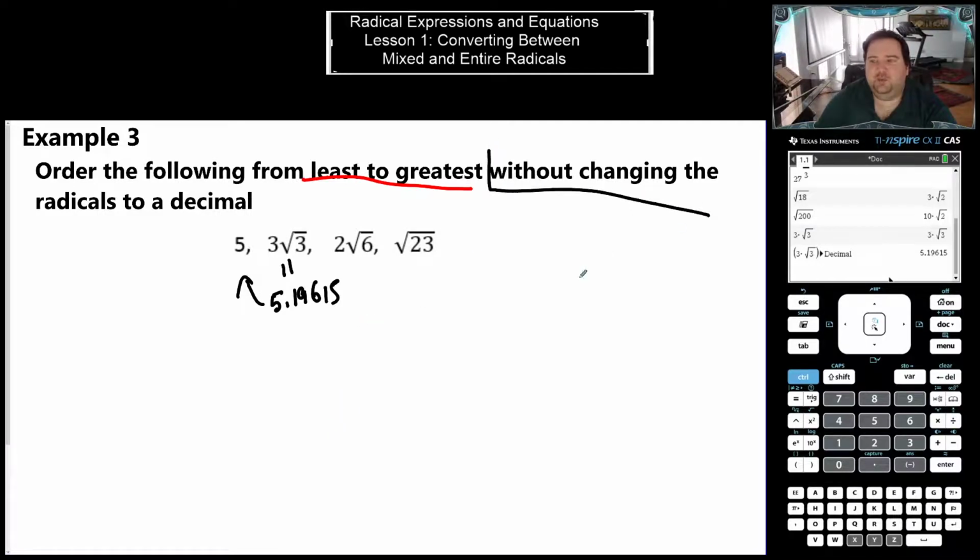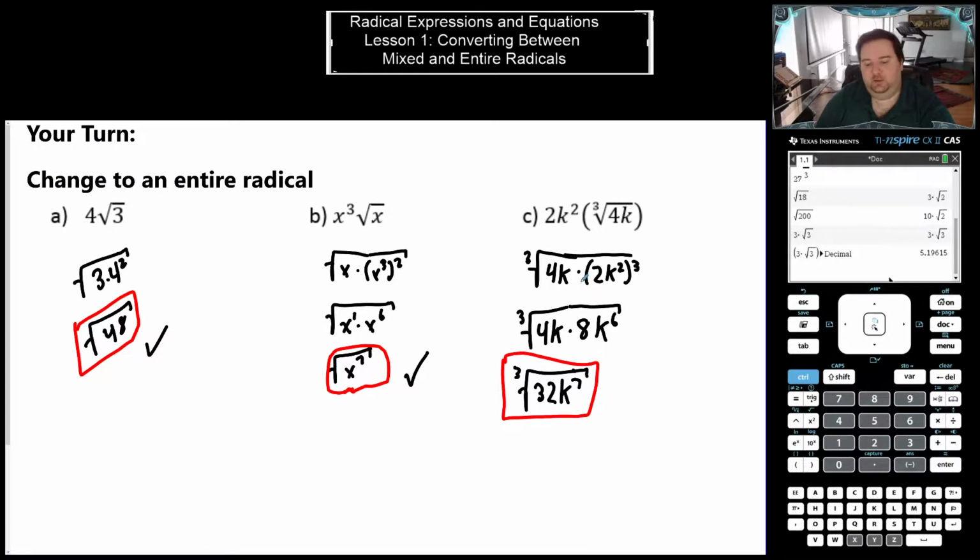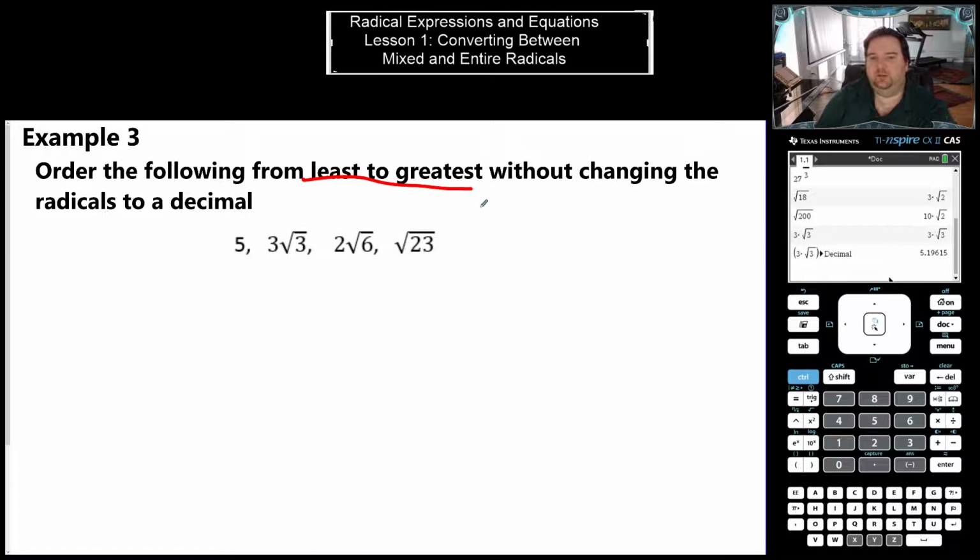without changing the radicals to decimals. This is hinting that what I want you to be able to do is do this without a calculator. And in fact, the test that you get for this likely will not let you use a calculator. So how do you do this? Well, the best solution would be to convert them all to entire radicals. So let's do that. If I had a square root sign and the 5 was outside of it, how would I get it back in?